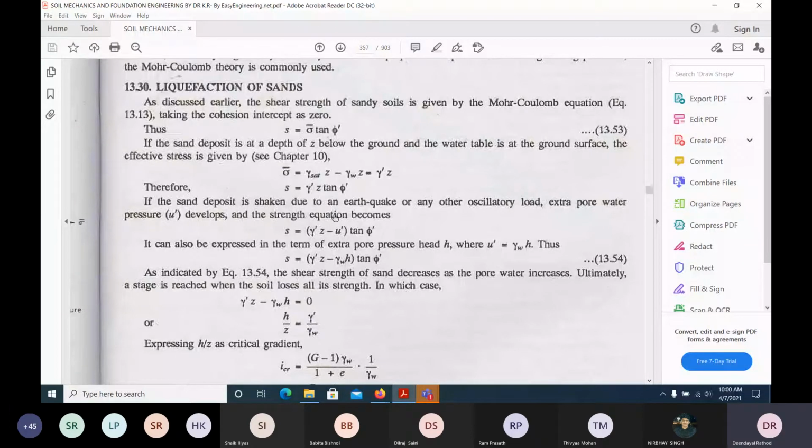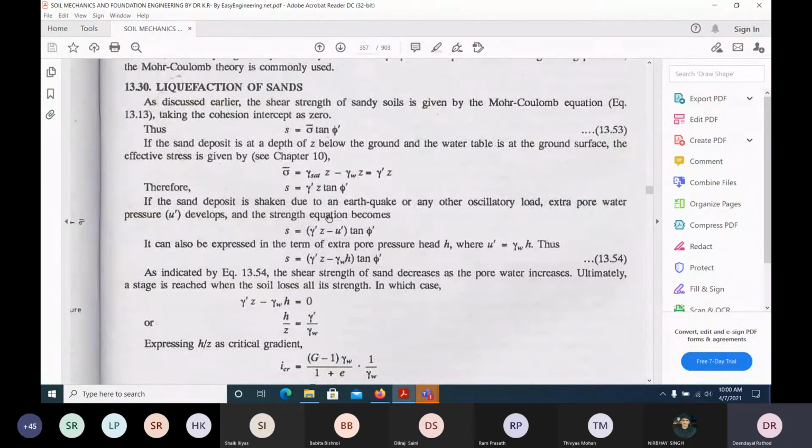If the sand deposit is subjected to an earthquake or any other oscillation, extra pore water pressure develops, and the shear strength equation becomes this. Hope you are following. From this, the equation becomes like this. Anyway, then what happens is the pore water pressure will go, and we have to include it in the equation, right?